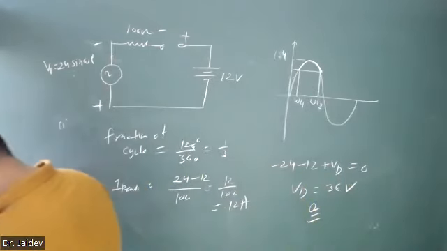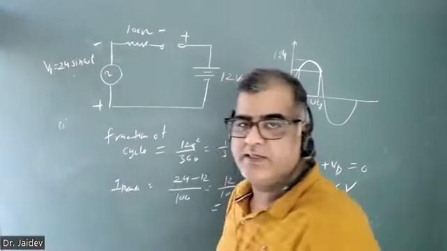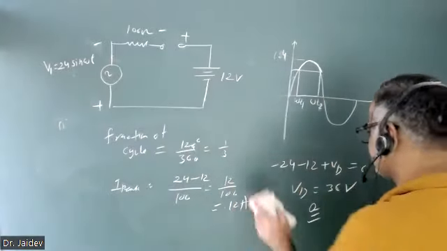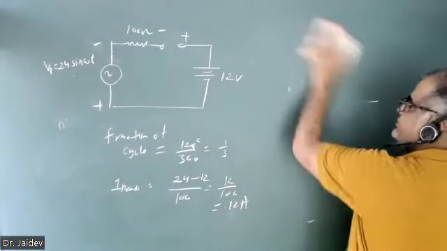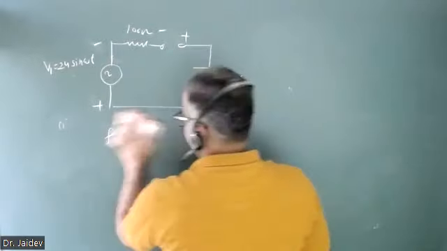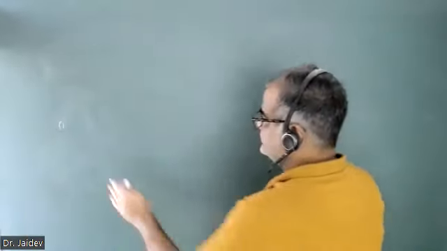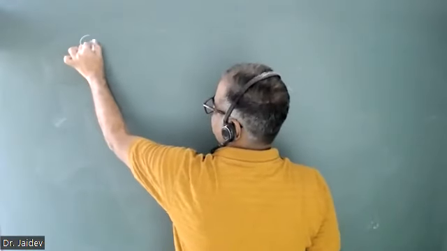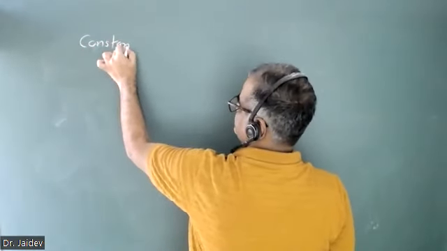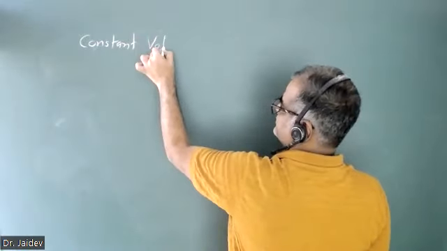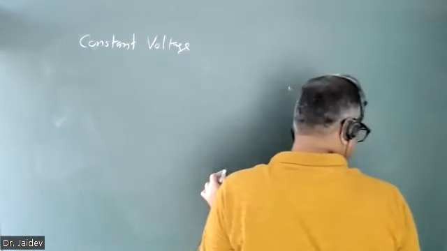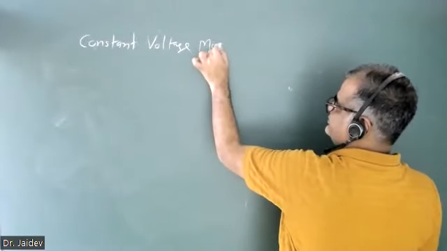So this was the question. This was our ideal model. Our ideal model is now complete. Now let us move to the next model, which is called the constant voltage model. Sir, how much was VD at the last? 36.